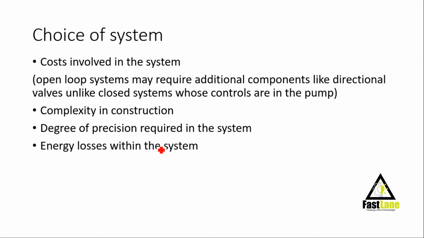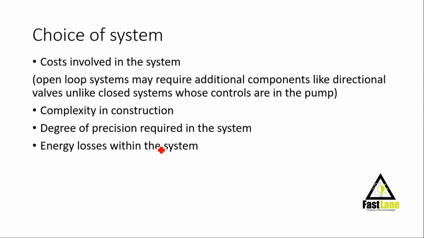Then we have complexity in construction. In the open loop system, we have the fluid which has to pass through the directional control valves, then it goes to the motor, and then it's returned back again to the directional control valve. So it's complex in terms of construction and would require many components.